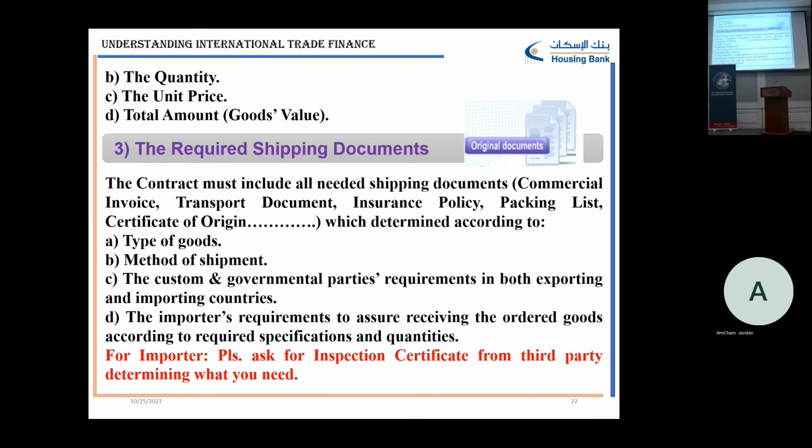Because, as you know, something like rice, for example, rice has specifications. If the rice analysis fails, then I can't sell it in my market. So I need an inspection certificate to confirm that the goods I ordered comply exactly with what I need.